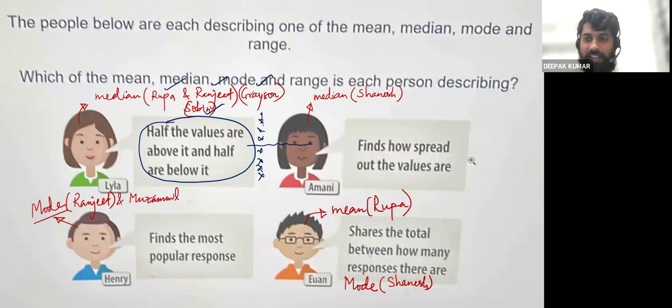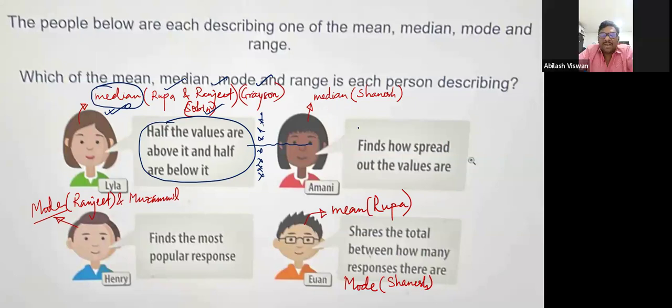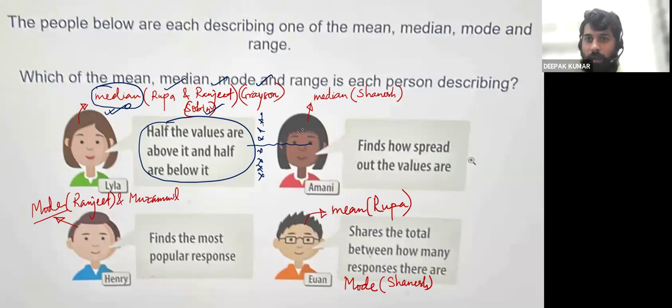Sanesh, I don't know why you didn't answer this. So Laila is a median. That is correct. Then Sanesh answered median. Median is Amani. Amani is not median. Then what is Amani? What Amani is? Have a look here.